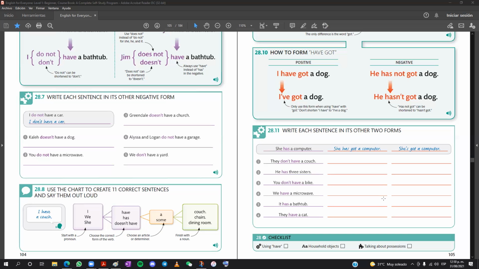I have... Bueno, es la misma del ejemplo, digo, o sea, otra, pues. Perdón, había visto que ahí decían el ejemplo. I have a chair, no. Dining room sería como: I have a dining room.